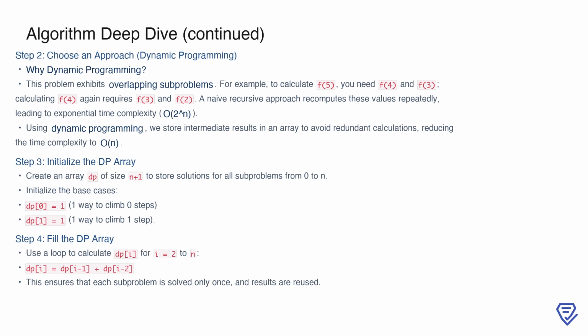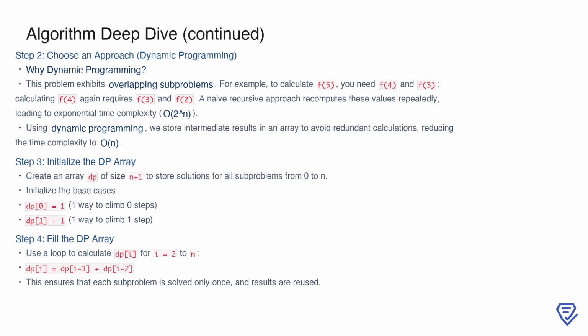Without optimization, a naive recursive solution would repeatedly recalculate the same values, leading to exponential time complexity. By storing intermediate results, dynamic programming eliminates redundant computations and reduces the time complexity to O of n.